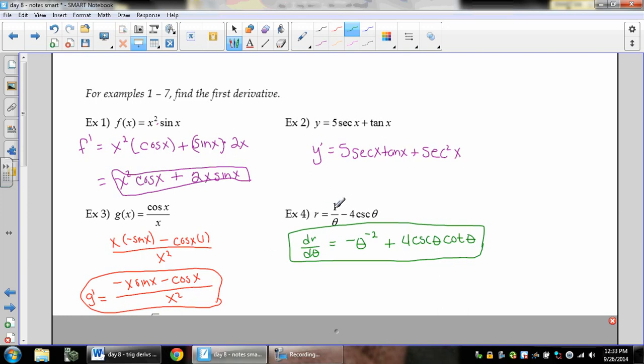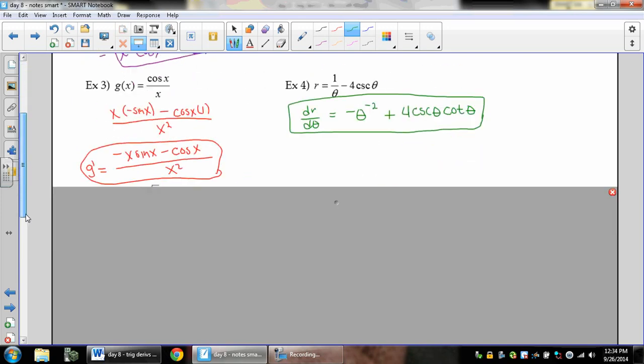Take a look at the next one, 1 over theta. I'm going to think of it as theta to the negative 1. So negative theta to the negative 2 plus, because I've got this minus and the derivative is negative, 4 cosecant theta cotangent theta. All right.